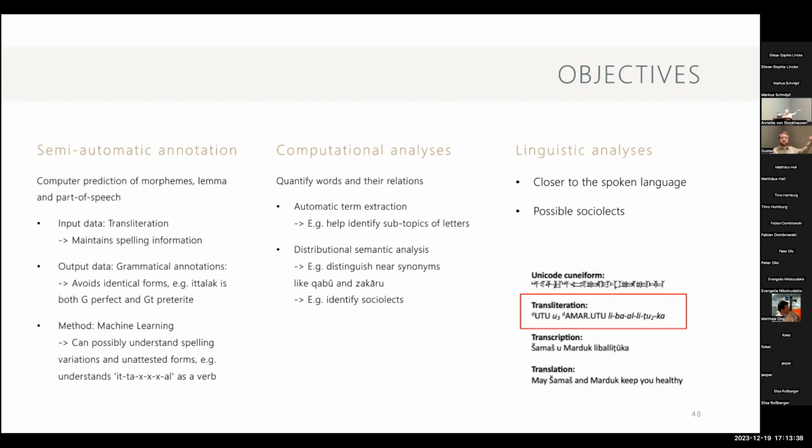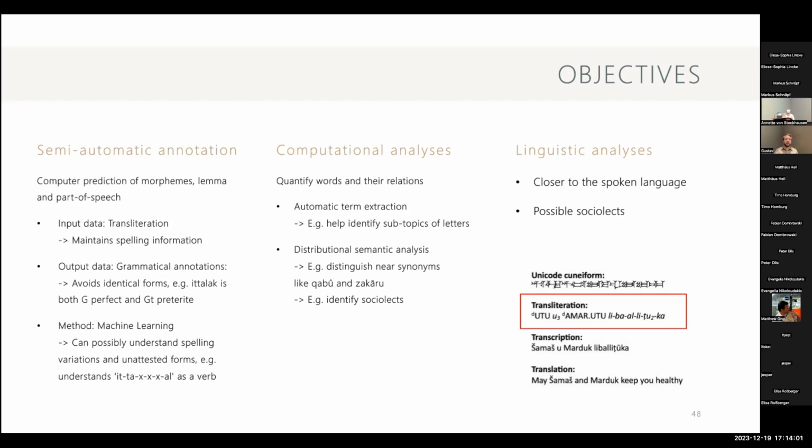Transcription has below it the transliteration. That's where you interpret what you think the words should be. We do that to avoid identical forms such as the G perfect or the GT preterite. They are both similar. They look the same. So by using grammatical annotations, we can get rid of that issue.